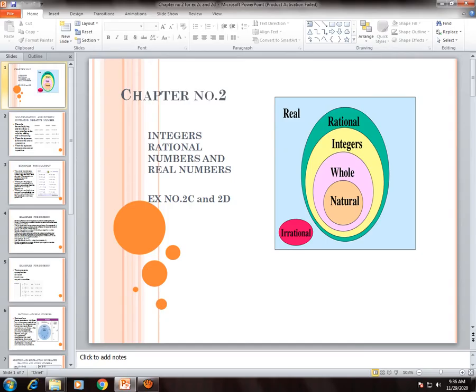So this is your class for exercise 2C and exercise 2D. You can see it. If there is any problem, you can ask me.